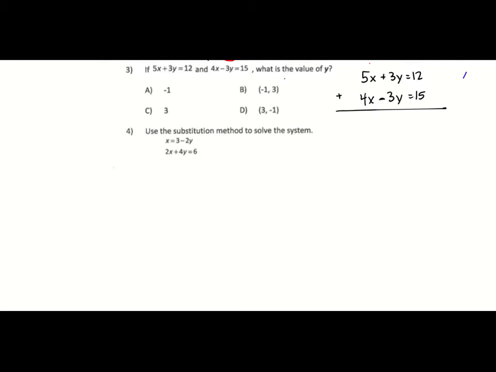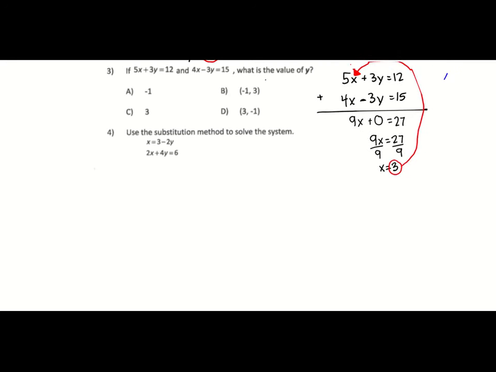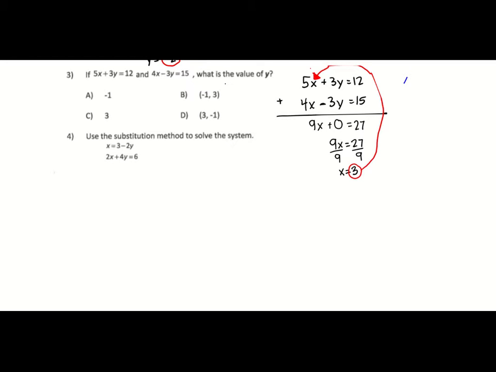So 5x plus 4x is 9x, 3y minus 3y is 0, and 12 plus 15 is 27. 9x plus 0 is just 9x. If I divide both sides by 9, I get x equals 3. I'm going to take that 3 and plug it back into my original equation at the top. When I do that, I get 5 times 3 plus 3y equals 12.